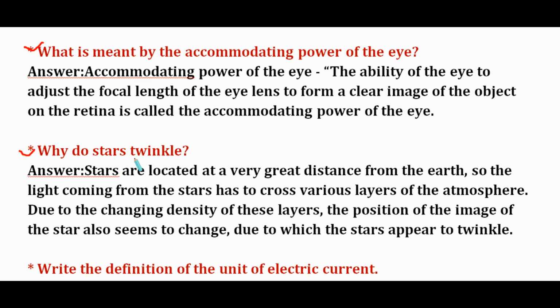Next question is, why do stars twinkle? Stars are located at a very great distance from the earth. So the light coming from the stars has to cross various layers of the atmosphere. Due to the changing density of these layers, the position of the image of the star also seems to change, due to which the stars appear to twinkle.